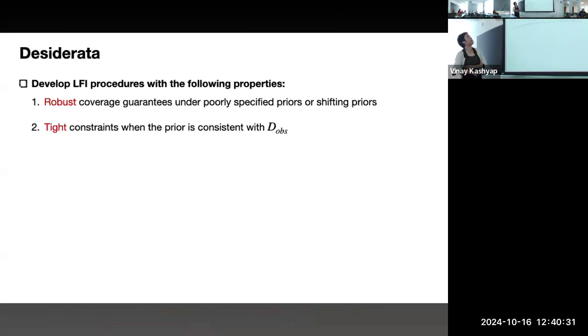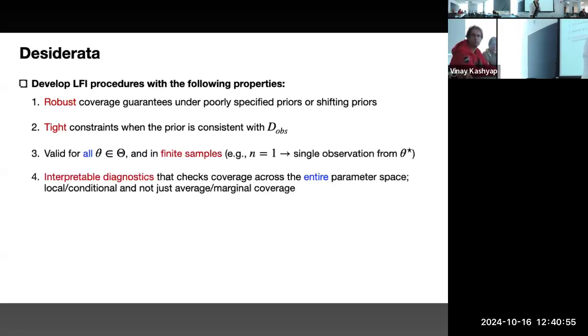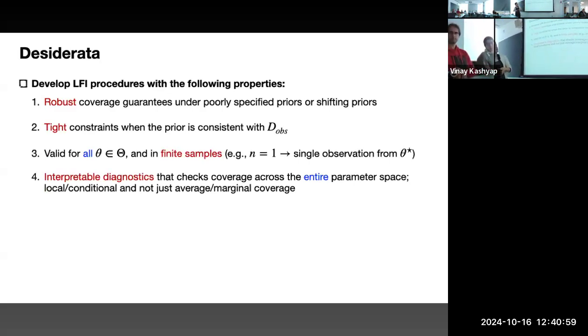And what we've done is we developed LFI procedures with the following properties. You have robust coverage guarantees. These are frequentist coverage guarantees with 90% confidence, whatever you want, under poorly specified priors or shifting priors. But then we want, and this CHASC statistic doesn't give you that, tail constraints when the prior is consistent with your data. And I've been working on this for a long time. I want validity, actually the nominal coverage for all theta.